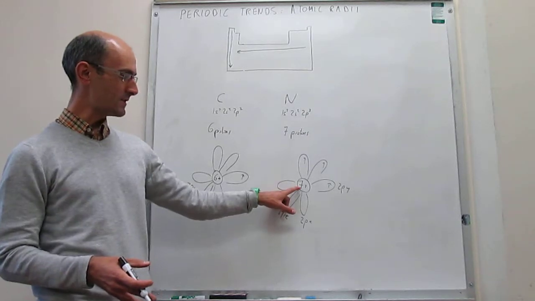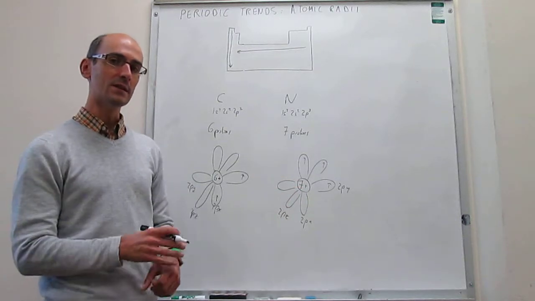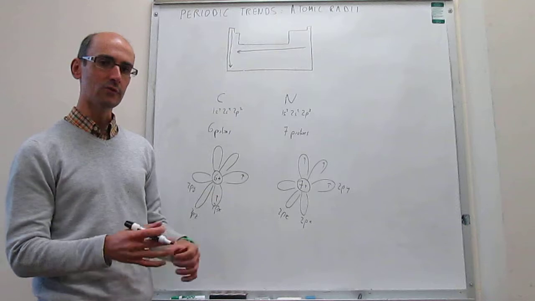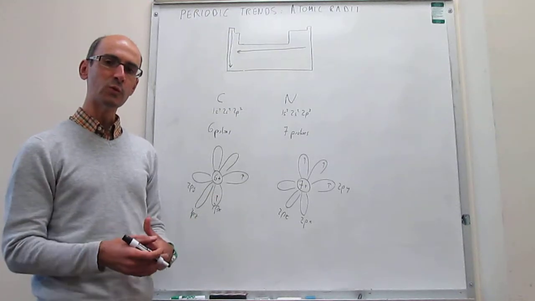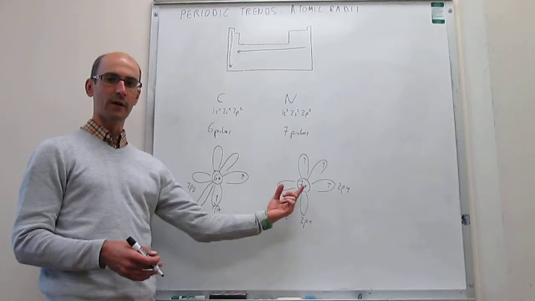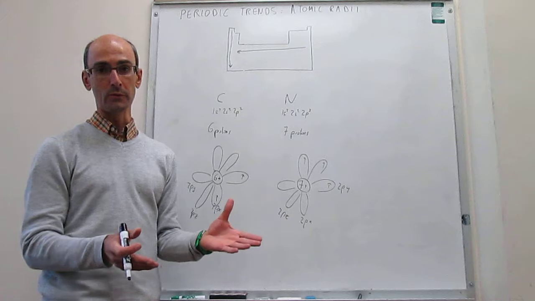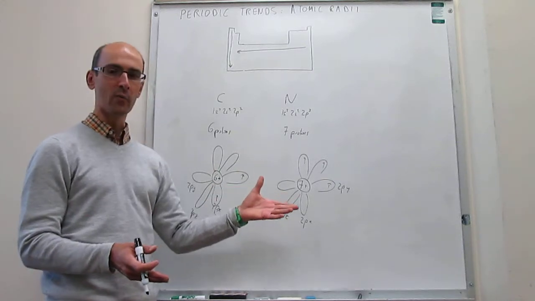However, what you actually have is that there's an increase in nuclear charge as well, and that would tend to decrease the size of that atom. The question is, which one of these two factors wins out? The increase in the nuclear charge as you go from carbon to nitrogen, or the increase in the electronic repulsion because you have more than one electron.